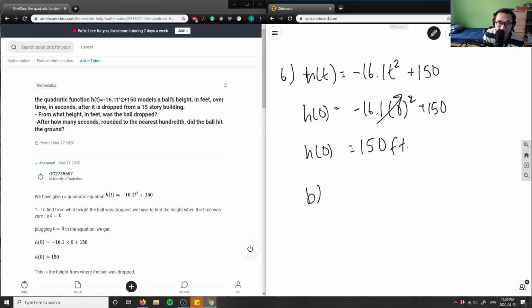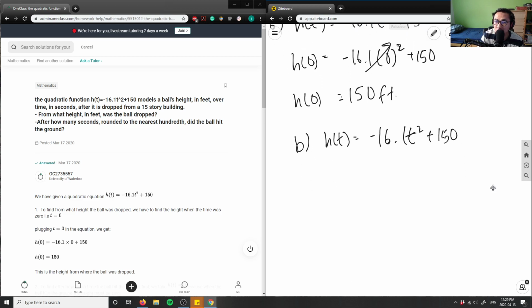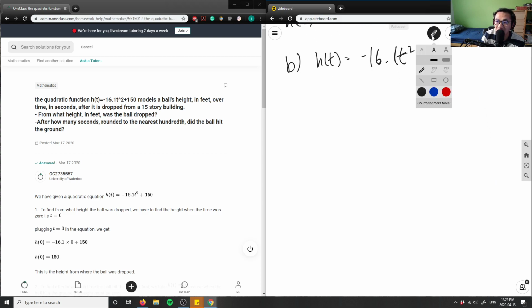Part 6b was asking how many seconds, rounded to the nearest hundredth, did the ball hit the ground, right? So h at t equals, I'm going to rewrite my problem here, plus 150. Then I'm going to sub in 0 for my height, right? Height 0 is when the ball has reached the ground, so I'm solving for my time now. If height was 0, I'm subbing this here as 0 equals negative 16.1 t squared plus 150.